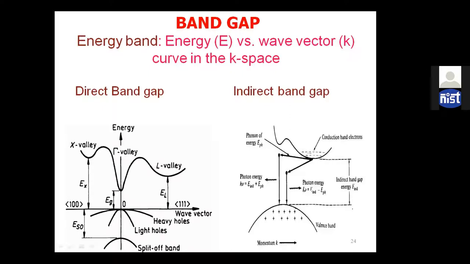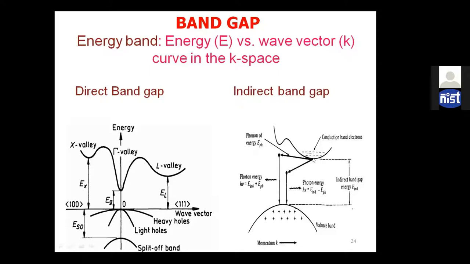Whereas if, for example, this is gallium arsenide, and you see silicon, this is the maxima of the valence band and the minima of the conduction band, and now the k value for this minima and maxima is different. As the k value is different, this type of band gap is called indirect band gap. Always we take direct band gap material for optoelectronic devices, because when there is a transition, it will give you a photon. But in an indirect band gap, a transition will give you a phonon.